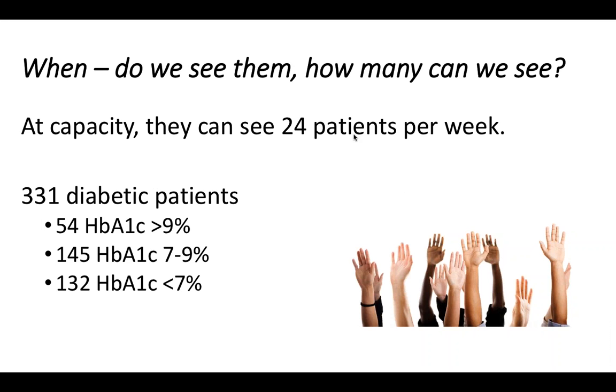So when do we see them, and how many can we see? At capacity, this clinic can see 24 patients per week through the nurse for chronic disease management. And we know through our data search that we had 331 diabetic patients. Now, 331 was a big number to send out 331 letters all at once for our diabetic patients, knowing that at capacity they could see 24 a week. So what we did is we looked at those who had a HbA1c of greater than 9.